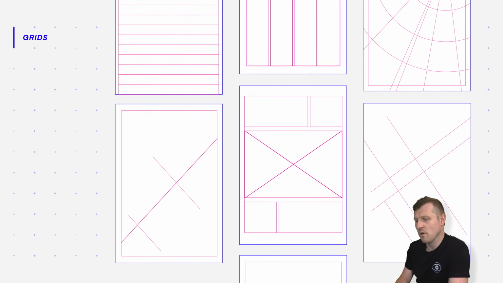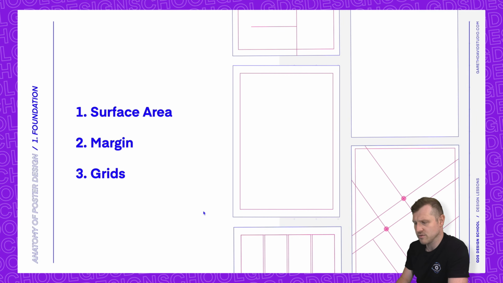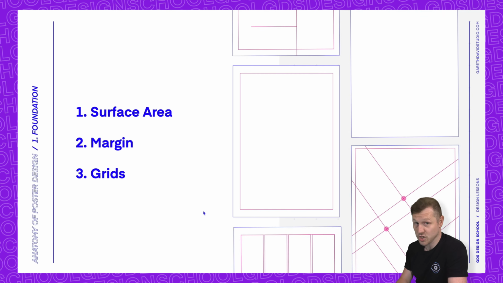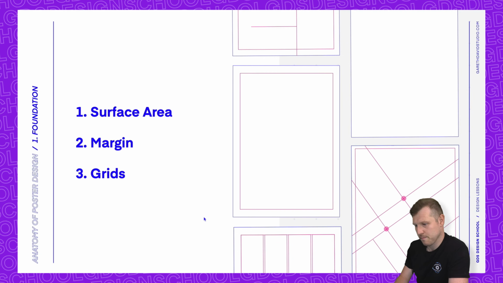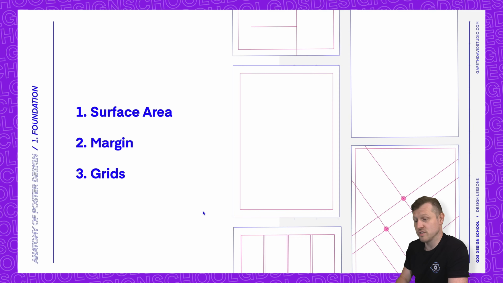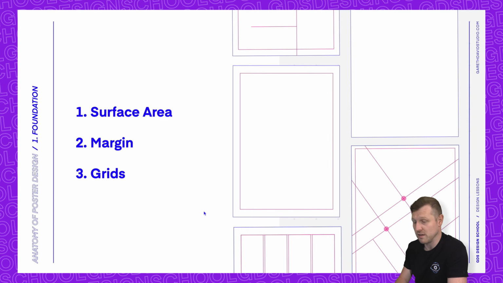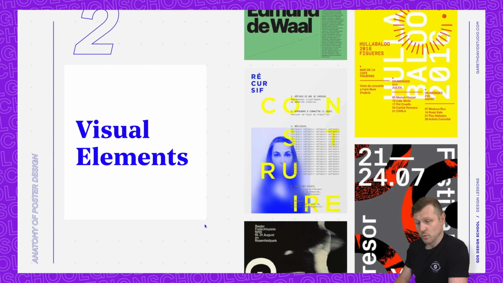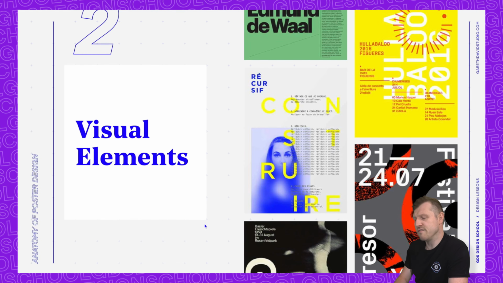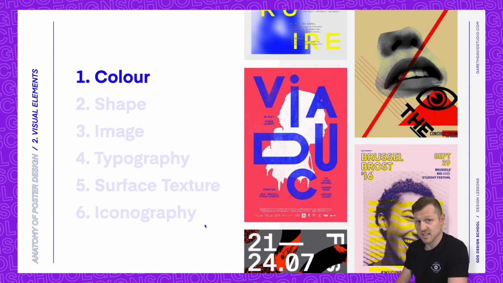So keep in mind that one of the key parts of the anatomy of poster design is the foundation, which consists of surface area, margin, and grids. So next comes the part of poster anatomy that I'm sure you will all be familiar with. The next key part is visual elements. So one of the most fundamental and striking visual elements in poster design is color.